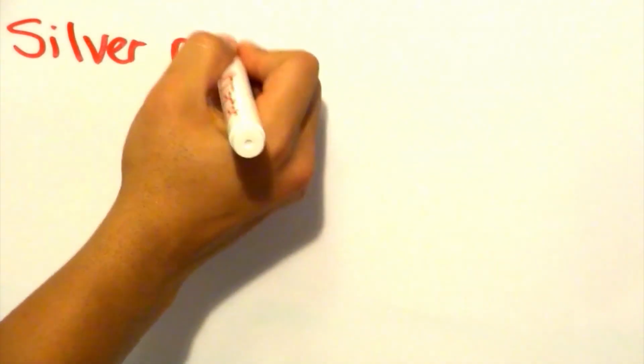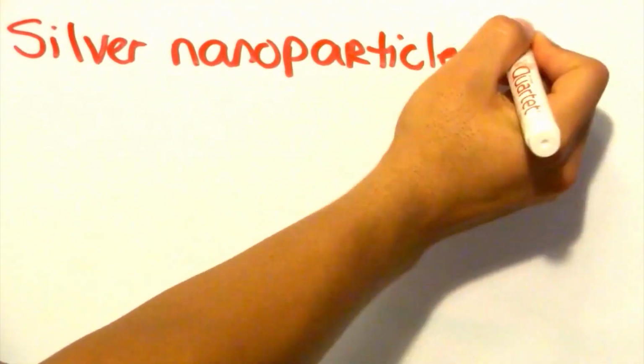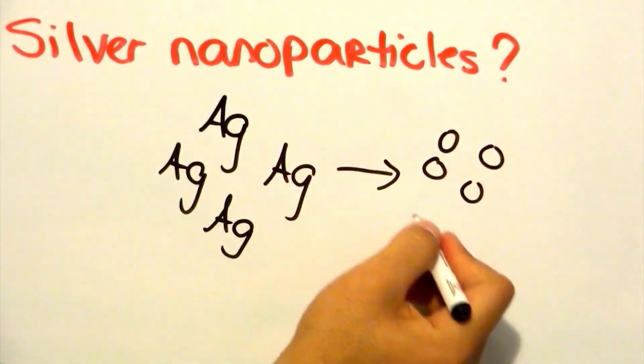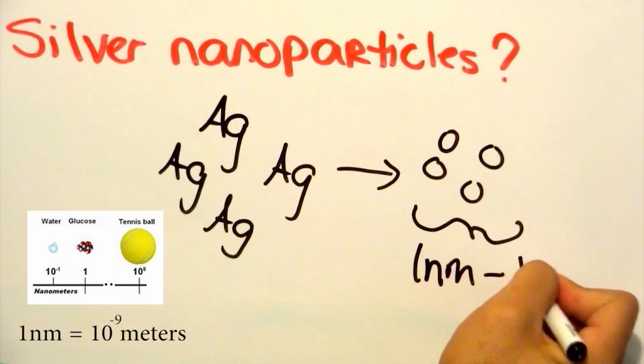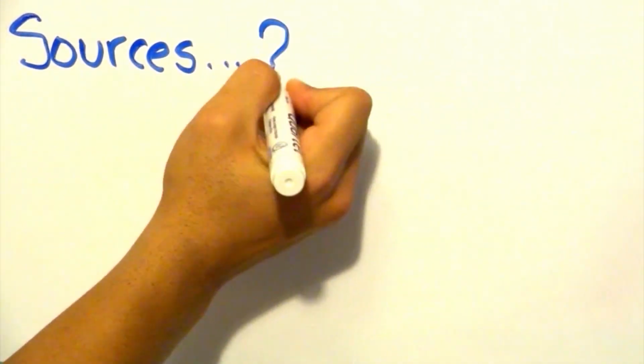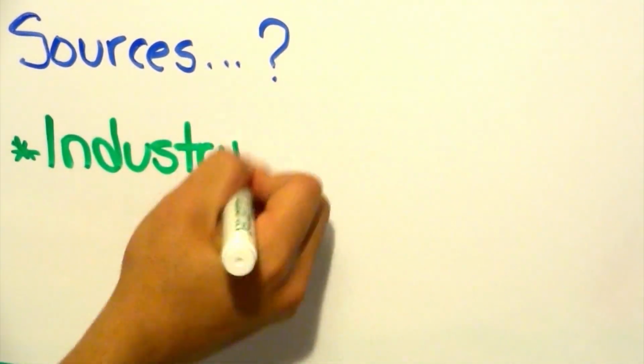First, we will talk about silver nanoparticles. These are just nanoparticles made out of silver, and these particles are between 1 nanometer and 100 nanometers in size. What are some of the uses and sources of silver nanoparticles?